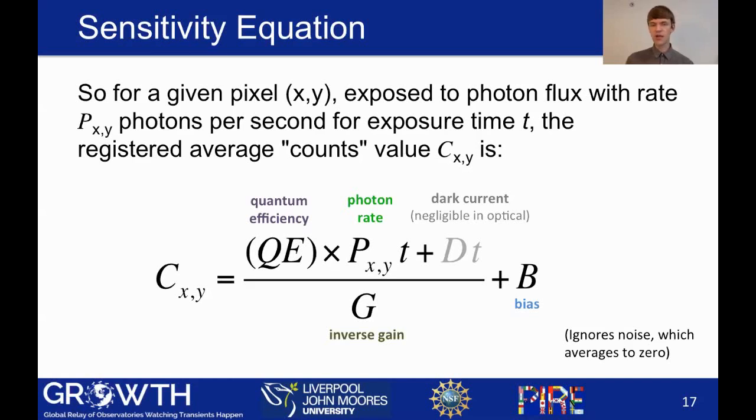This ignores noise. Of course, in reality, we're subject to fluctuations due to counting statistics. And so for weak signals, that can cause significant fluctuations in this. But for many exposures added together or for strong signals, this can be neglected.